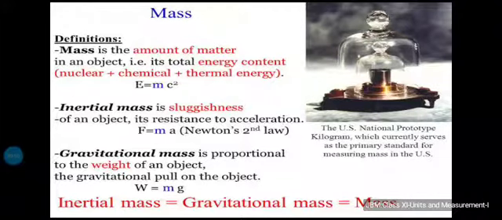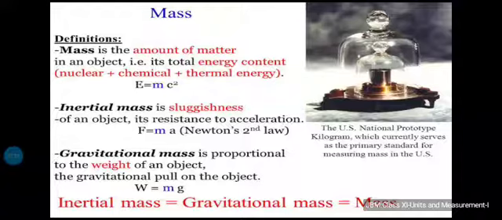We will be studying all this in a bit more detail, but right now let us get some idea regarding what is mass. It's the amount of matter contained in any object, that is the total energy content, that would be nuclear, chemical, thermal, and E is equal to mc square. That is the famous relation given by Albert Einstein, where m stands for mass.